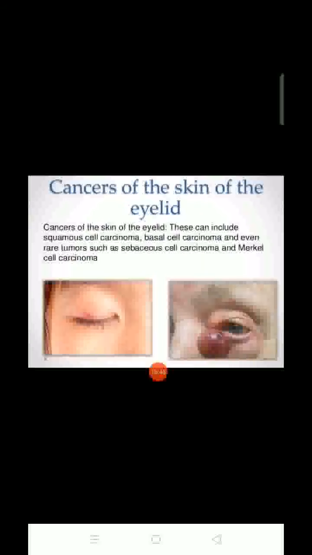Next one is cancer of the skin of the eyelid. This can include squamous cell carcinoma, basal cell carcinoma also, and even rare tumors such as sebaceous cell carcinoma and Merkel cell carcinoma. These are the cancers of the skin of the eyelid.